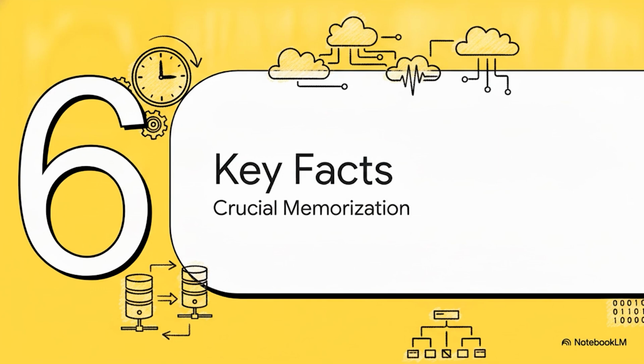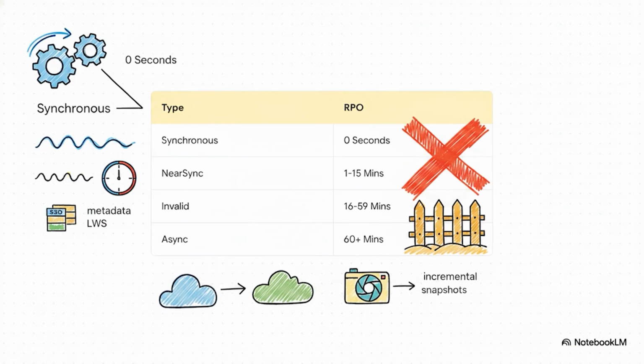Almost done. Let's hit Section 6, Key Facts to Memorize. Lock this summary table into your brain for the exam. The lines are drawn strictly in the sand here. Synchronous replication is a flat 0 seconds. NearSync operates exclusively between 1 and 15 minutes, utilizing those metadata-level lightweight snapshots on the SSD tier. You have a forbidden gap where no native schedules can be configured between 16 and 59 minutes. And finally, asynchronous replication handles everything at 60 minutes or greater using your standard incremental snapshots.